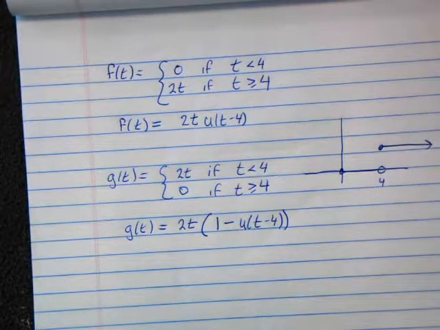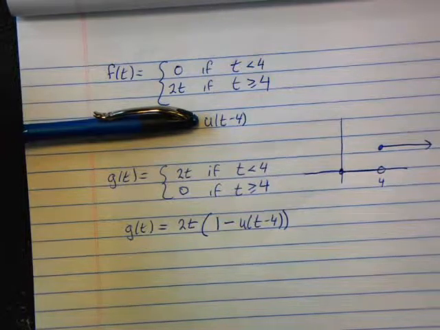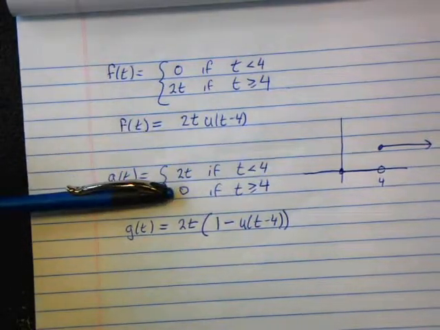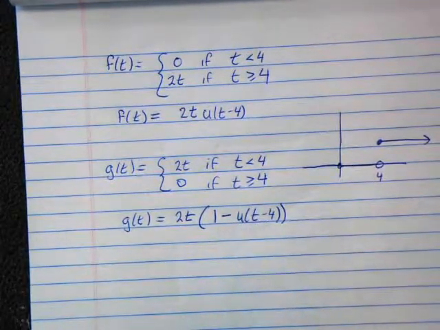Okay, so you see that? See how that's going to work? If you want 0 at the beginning, you're just going to use the u function. If you want 0 later, you're going to use 1 minus the u function.